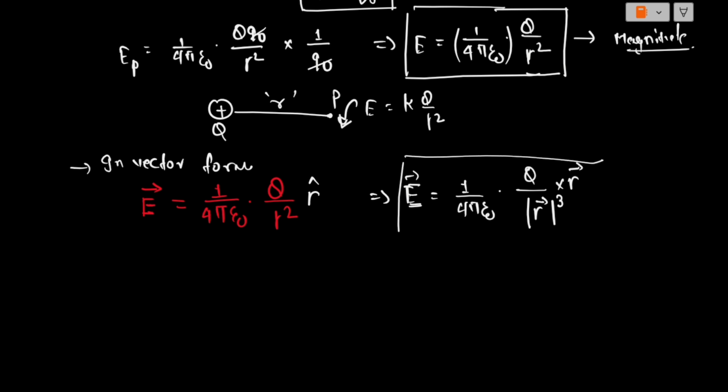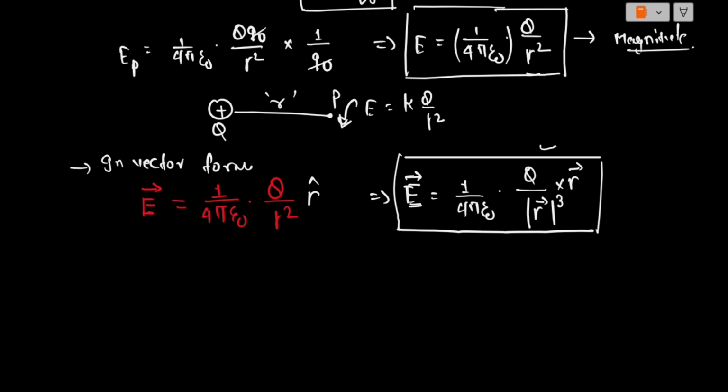So now you get this. We can conclude that the electric field at any point due to any charge, it may be positive or it may be negative, is directly proportional to the charge and inversely proportional to the square of the distance between them.